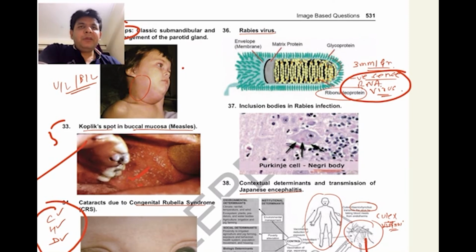Two types of viruses are there: one is a street virus, one is a fixed virus. The fixed virus is used for vaccination. And what is the pre-exposure prophylaxis? 0, 7, 14 or 0, 7, 21.